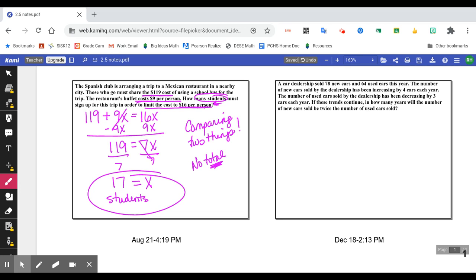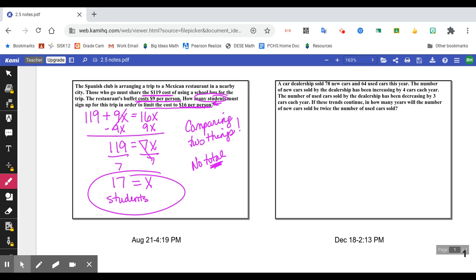A car dealership sold 78 new cars and 64 used cars this year. The number of new cars sold by the dealership has been increasing by 4 cars each year. The number of used cars sold by the dealership has been decreasing by 3 cars each year. If these trends continue, in how many years will the number of new cars sold be twice the number of used cars sold? Okay, a little bit trickier, all right?